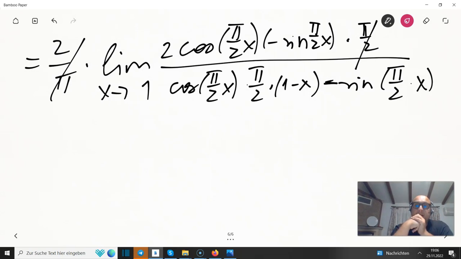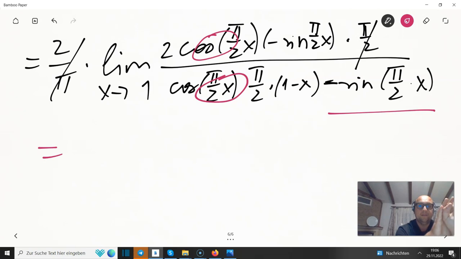Whew, what's happening now? If I put 1 for x, this one is 0. This one is 0 as well, completely. Both cosine and 1 minus x. But this one is 1, and this is minus 1. So the result, if I'm not wrong, is minus 2.